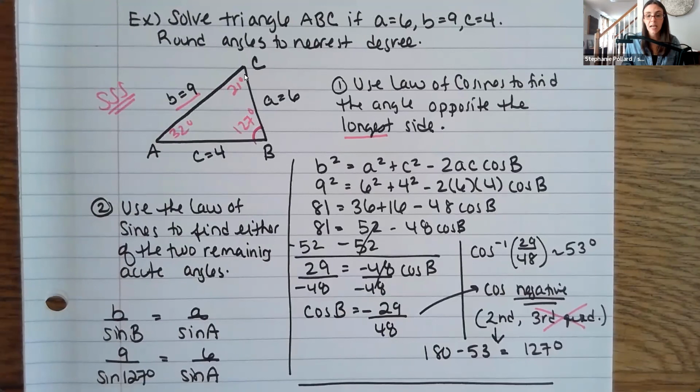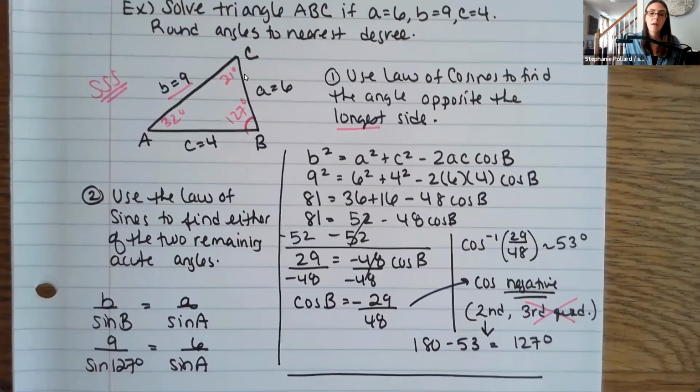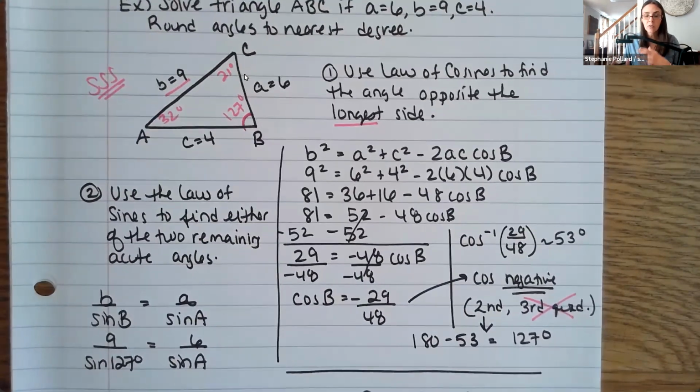So for side, side, side, you start with the law of cosines again, working with the longest side first, and then you move on to the law of sines.